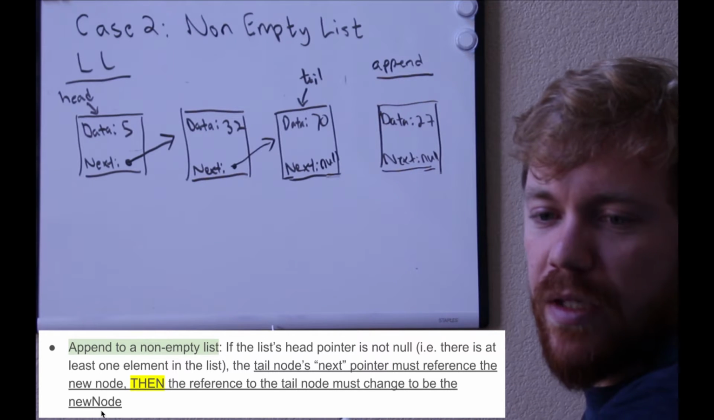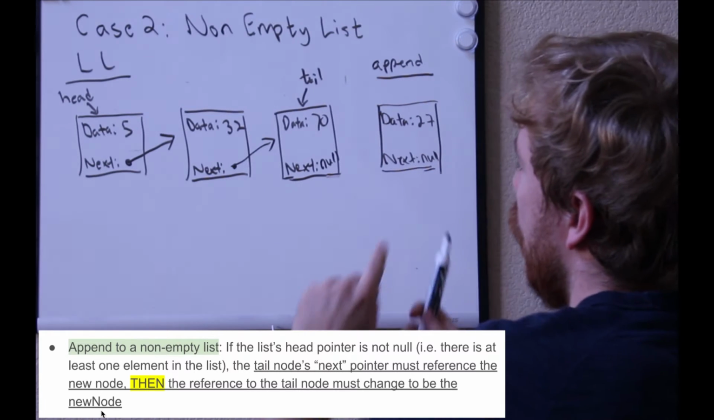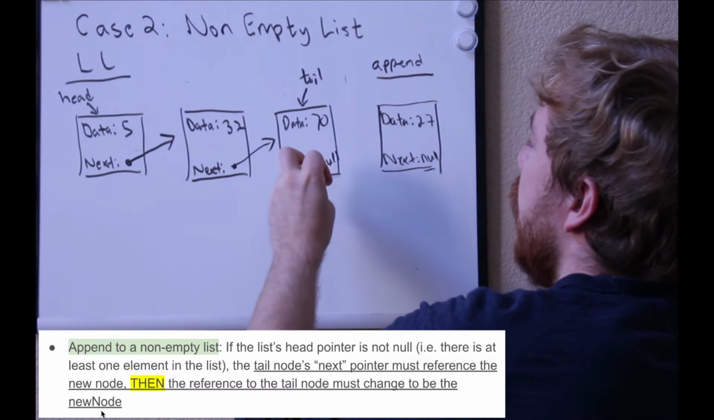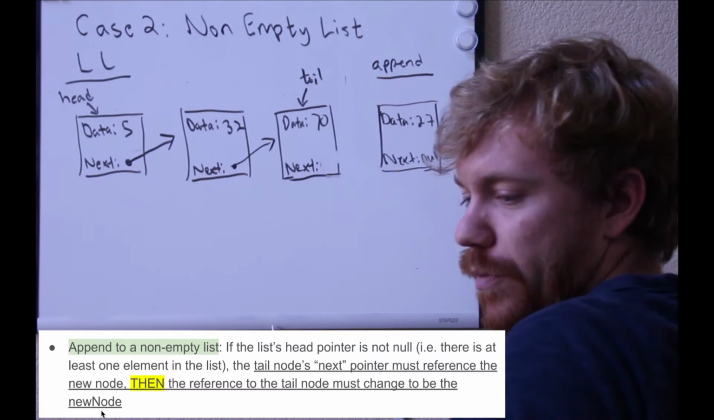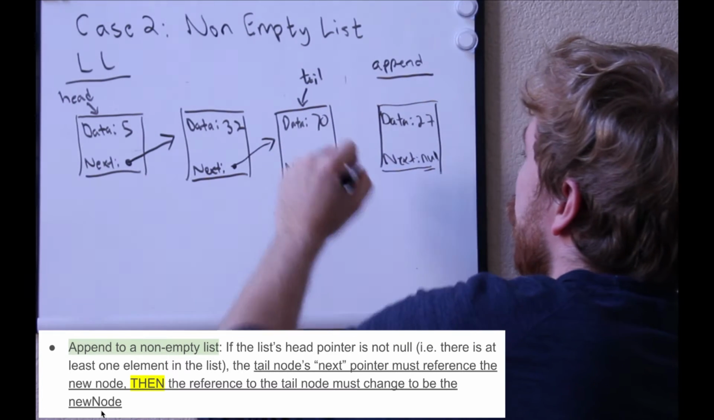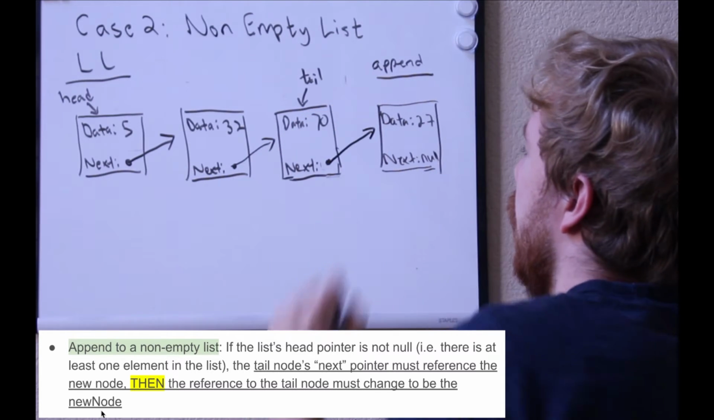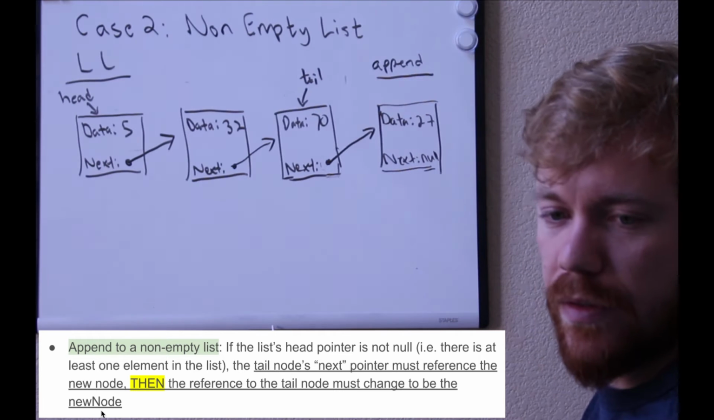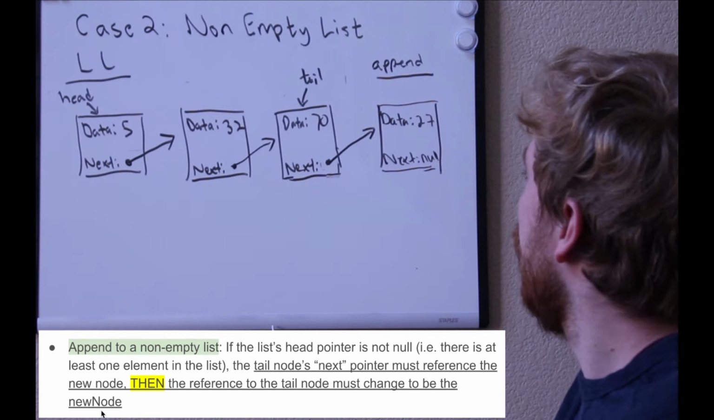So we'll start with the first step. The tail node's next pointer must reference the new node. So in our abstract example here, I'm just going to erase the null. And in this case, I'm going to replace it with a dot and an arrow. And now that represents referencing this new node. I'll show you what this looks like in code.